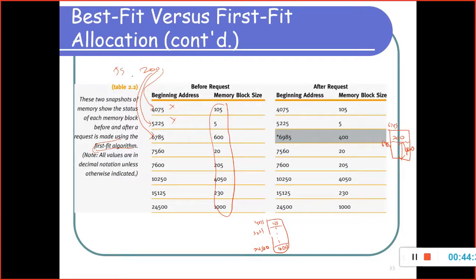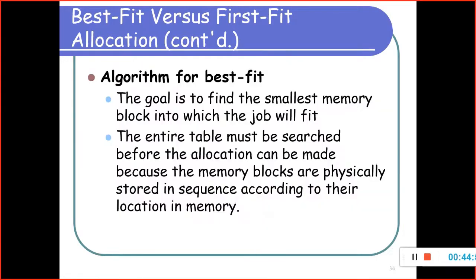So in the first fit, it will search one by one until it finds the partition that can fit its job size. So this one, 6785 plus 200, 6985. So 6985 leaves 400 unused memory space. So this is the first fit algorithm.